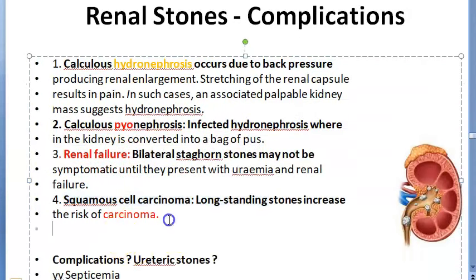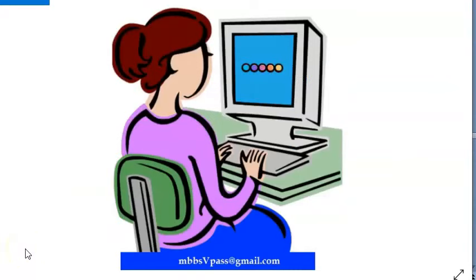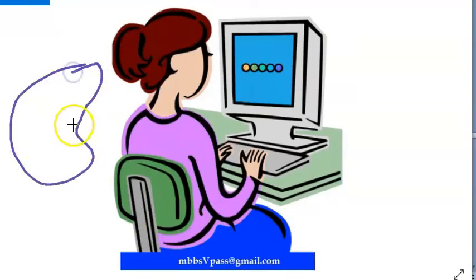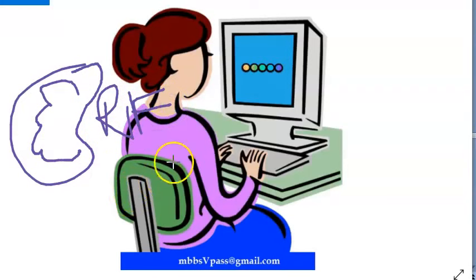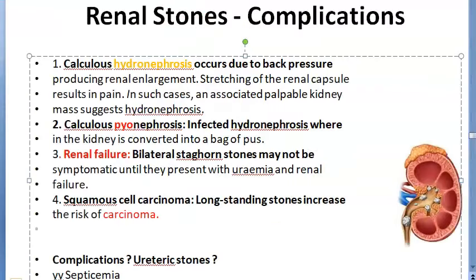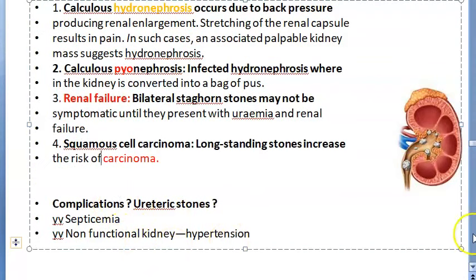Then they can develop carcinoma, guys. A long-standing stone increases the risk of carcinoma. So just take a minute, and what are the complications you looked at so far? Because of kidney stones, what are the complications you looked at? Yes, hydronephrosis, pyonephrosis, renal failure, and carcinoma. Yes, very good. Then what else? That's it. Some people are saying septicemia. They can present with hypertension. They can have ureteric colic, all that we saw.